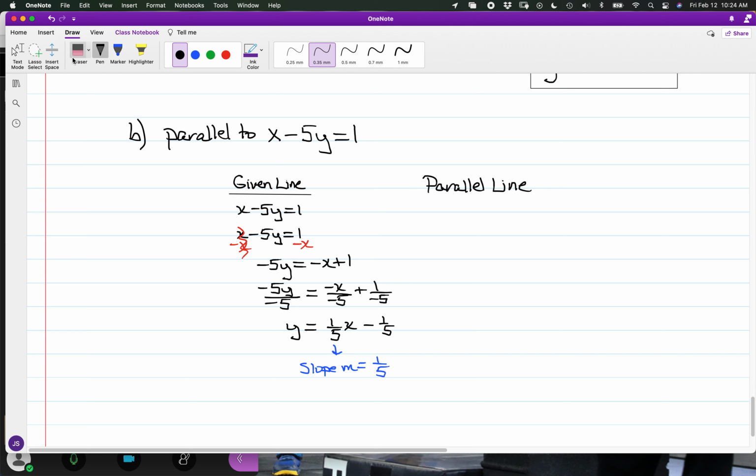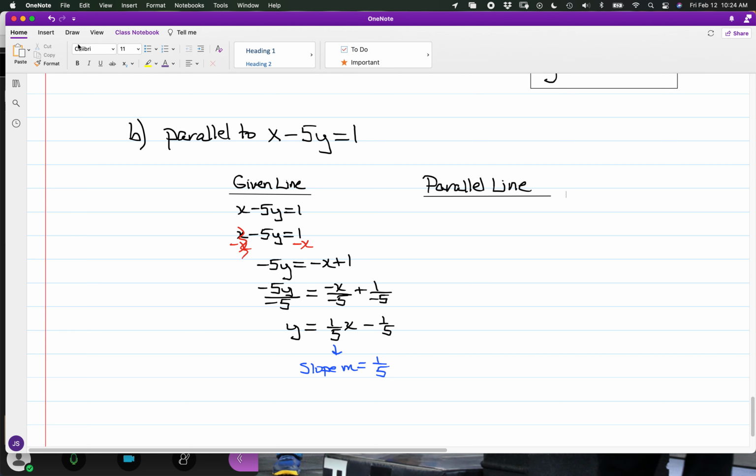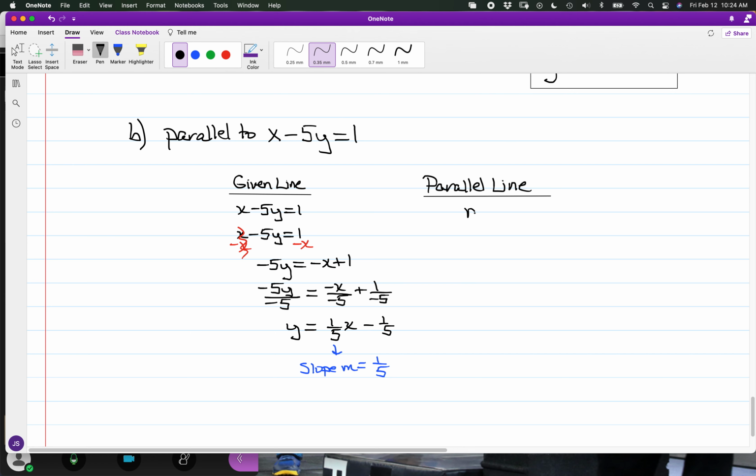And for the parallel line, again, parallel lines will have the same slope, so this time m is equal to 1/5. And again, we have the point through which the parallel line is going to pass, just like what was prescribed for the perpendicular. We have (6, -4).